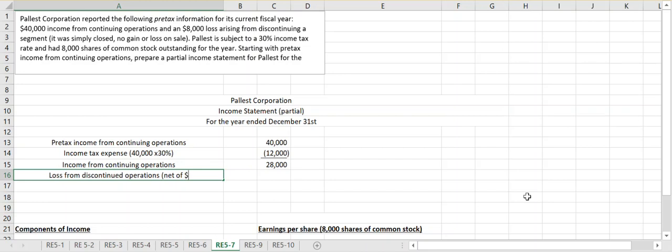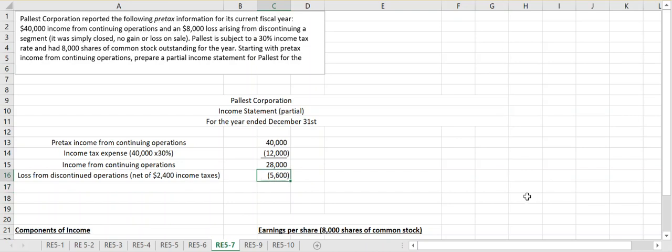So we have net of a $2,400 in income taxes that we have. And again, the $2,400, we're taking the $8,000 loss times the 30% income tax rate that this company is subject to. So that means the $8,000 loss minus the $2,400 in income tax credit that we have. We only have to reduce our overall income by $5,600 rather than that $8,000. So again, we sum it up to get to our net income, and our net income for this business is going to be at $22,400.